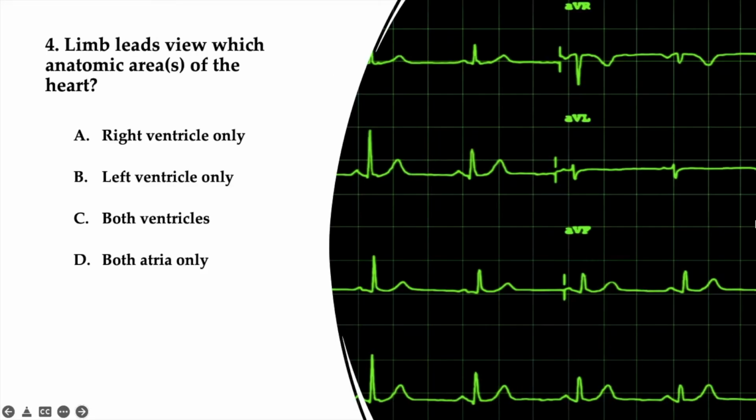Question 4. Limb leads view which anatomic area or areas of the heart? A. Right ventricle only. B. Left ventricle only. C. Both ventricles. Or D. Both atria only. The answer is C. Both ventricles.